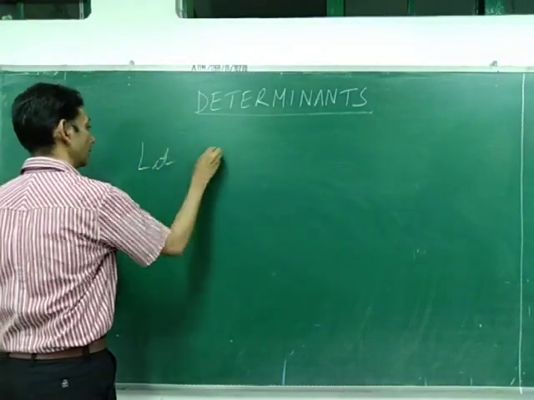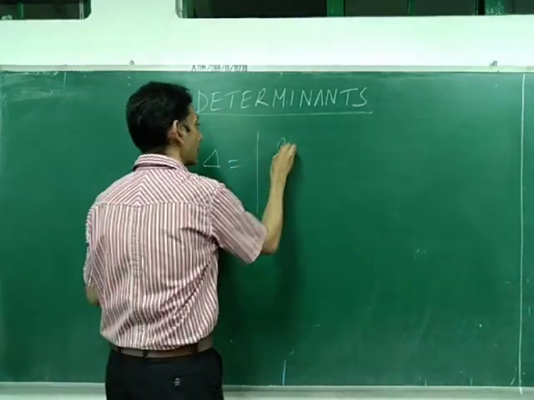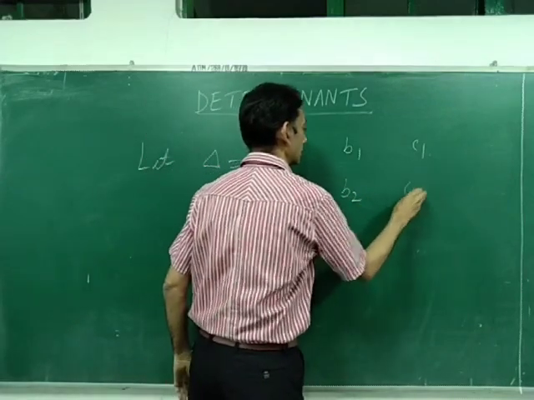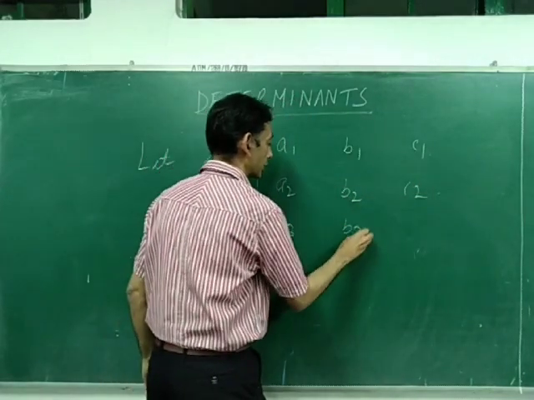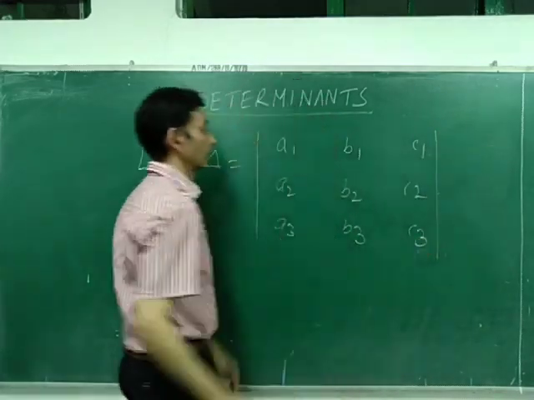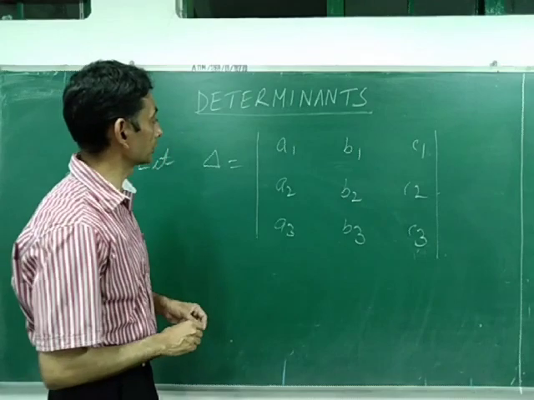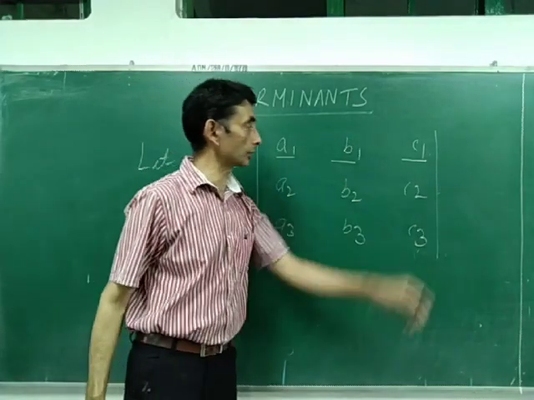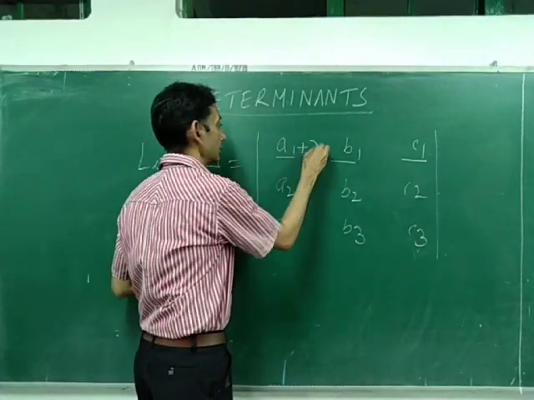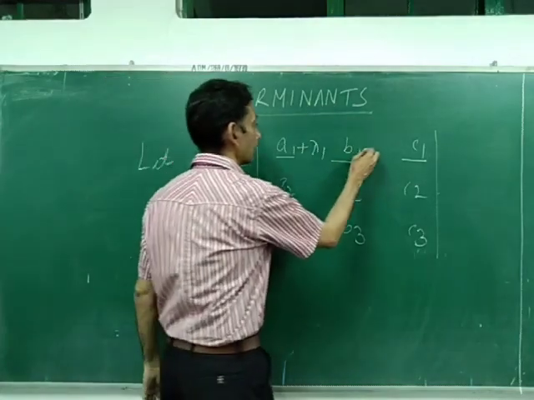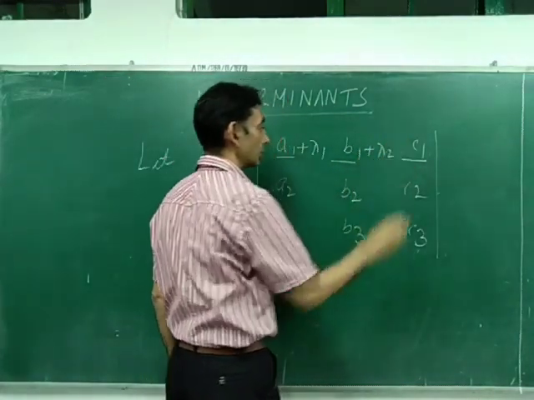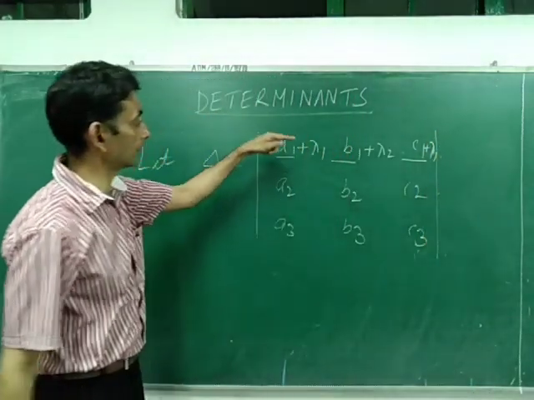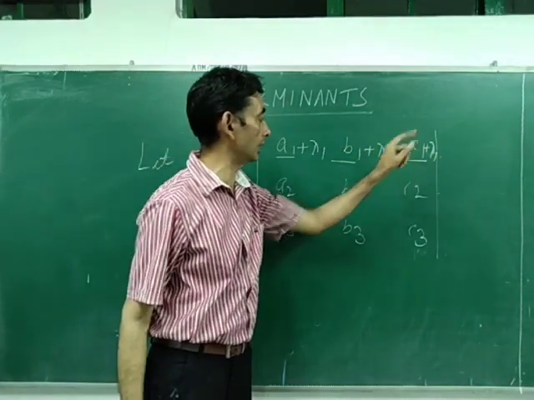Let delta be equal to the determinant with rows A1, B1, C1; A2, B2, C2; A3, B3, C3. Say one determinant is this. Now we are going to express the elements of the first row as a sum of two numbers: A1 plus lambda 1, B1 plus lambda 2, and C1 plus lambda 3.